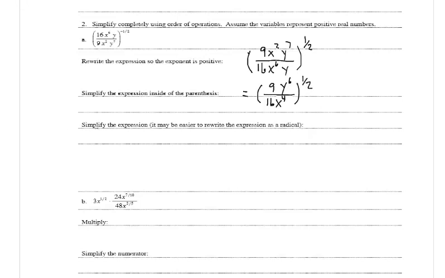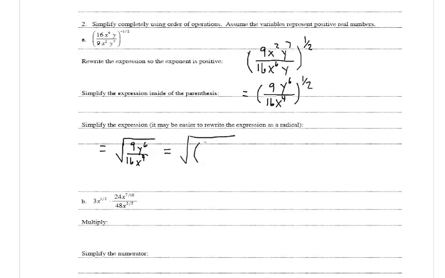And now they want us to simplify the expression. And it says it may be easier to rewrite the expression as a radical. So we're going to rewrite this as the square root of 9y to the 6th divided by 16x to the 4th, which is equal to the square root. Now we want to write everything as a perfect square and then square it.